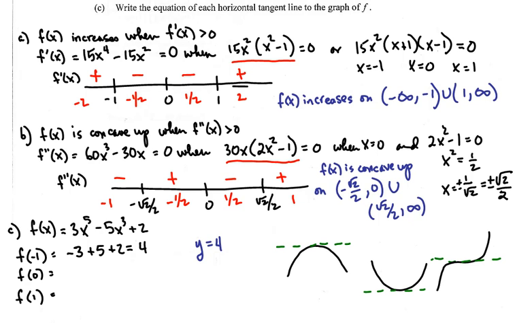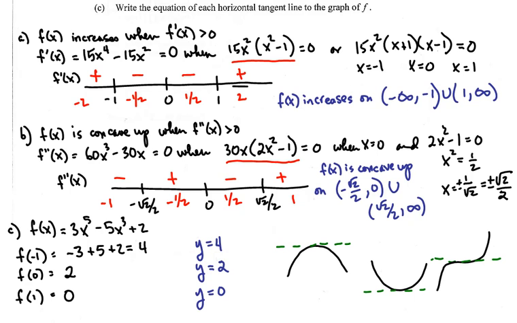Plugging in 0 into the original function, it should be apparent that that's just 2. And so the equation of the horizontal tangent line to the graph of f that passes through the point x equals 0 and y equals 2 will just be y equals 2. And f of 1, that will be 3 minus 5, which is -2, plus 2, which is 0. And so the equation of the horizontal tangent line to the graph of f that passes through the point 1, 0 will be y equals 0.